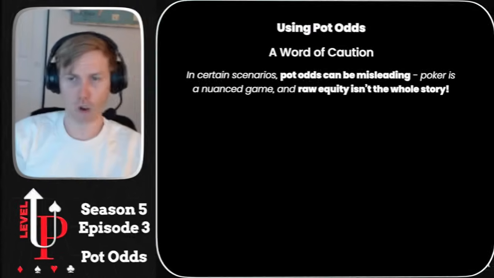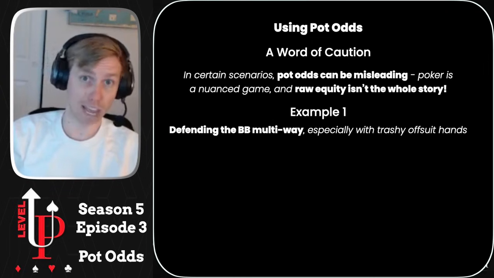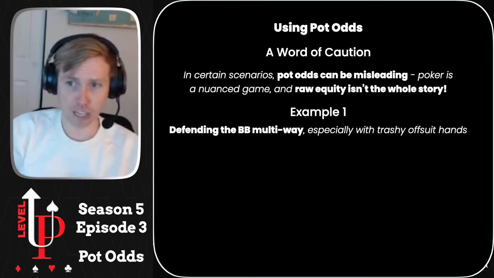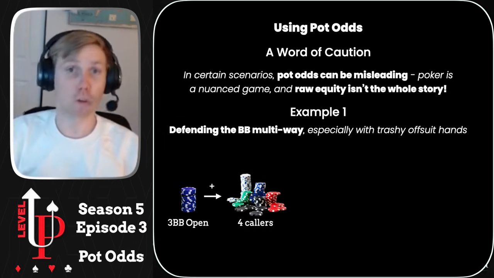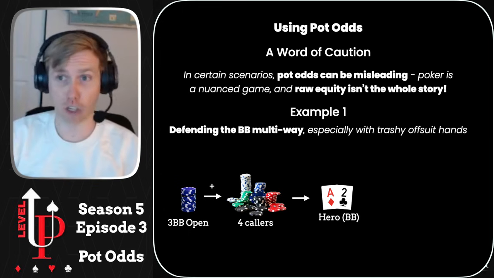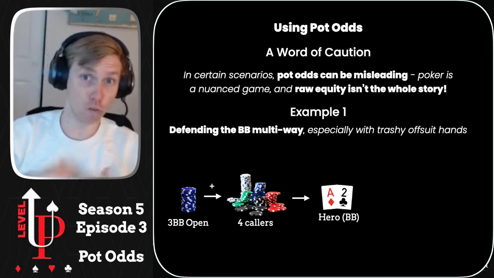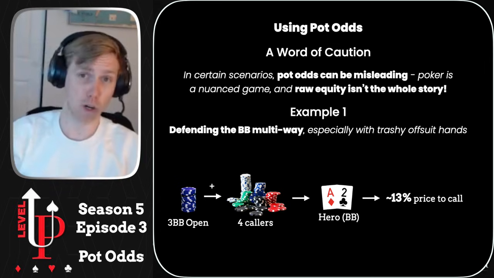One extreme example is when you're defending your big blind multi-way, especially with kind of trashy offsuit hands. Let's say someone raises to 3 big blinds and then 4 people call. Suppose you look down at ace-2 offsuit in the big blind, and then you figure out your price to call. You do the 3-step process that we talked about earlier, and you discover that you need about 13% equity to profitably call in this scenario.